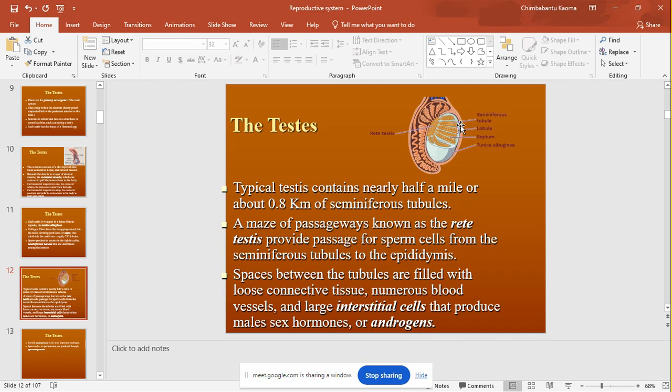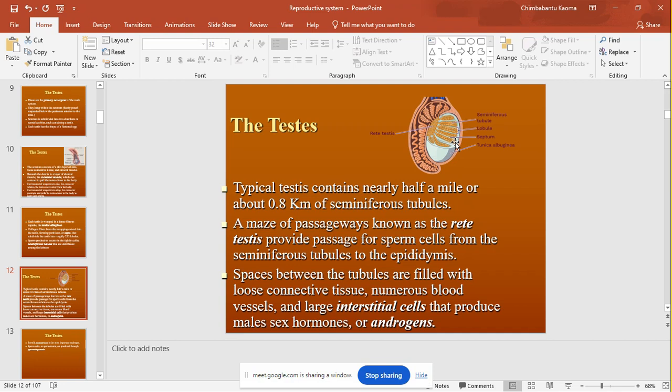And we are saying that it is in these seminiferous tubules where you're going to have the production of spermatozoa. And once the spermatozoa are produced, they're going to be transported to the epididymis, as you can see. But in between the epididymis and the seminiferous tubules is a transitory passage, which is referred to as the rete testis.